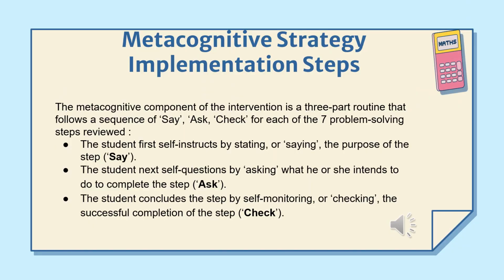The metacognitive component of the intervention is a 3-part routine that follows a sequence of say, ask, and check for each of the 7 problem-solving cognitive steps from the previous slide. The student first self-instructs by stating or saying the purpose of the step. The student next self-questions by asking what he or she intends to do to complete the step. The student concludes the step by self-monitoring, or checking the successful completion of the step. While the say, ask, check sequence is repeated across all 7 problem-solving steps, the actual content of the student's self-coaching comments changes across the steps.